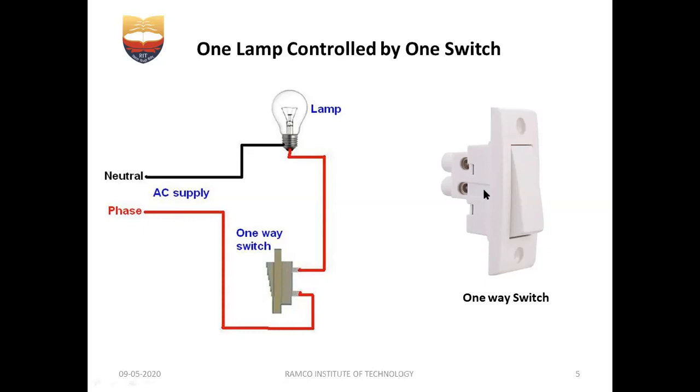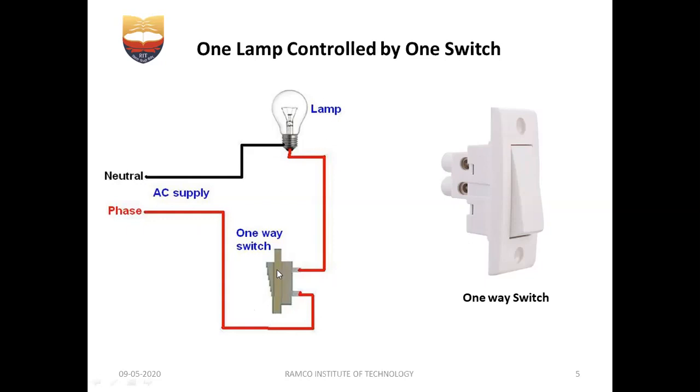See here at the right side of your slide, we have a one-way switch. In a one-way switch we have two terminals, right? One terminal, the bottom terminal, is connected to the phase, and the top terminal is connected to the lamp. Now when we press the switch, what will happen? These two terminals get in touch together. So now the phase is connected to the lamp and it starts to glow, right?